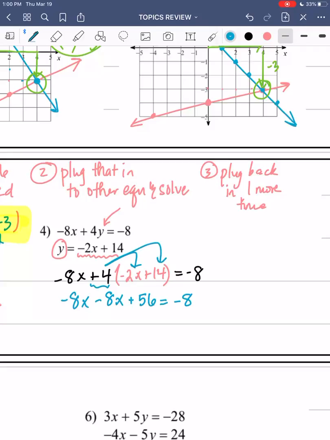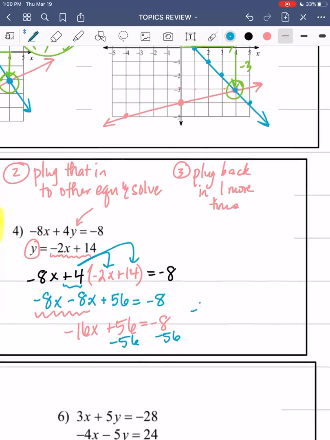Okay, so 56. Negative 8x minus 8x is a total of negative 16x, plus 56 equals negative 8. We have to subtract 56 from both sides. So I have negative 16x equals negative 8 minus 56, which is negative 64. Then we have to divide by negative 16. We get x equals positive 4.